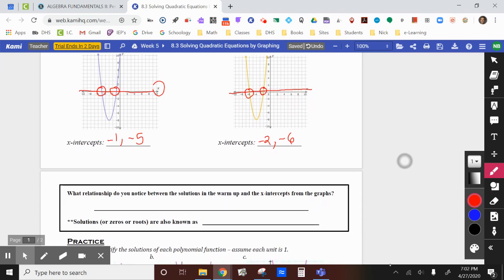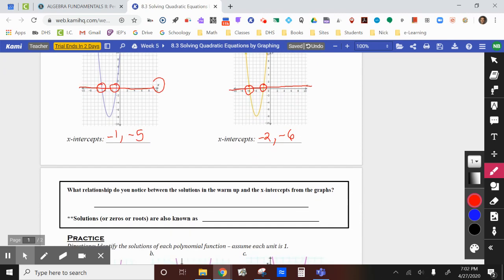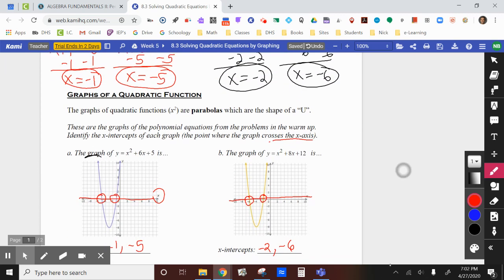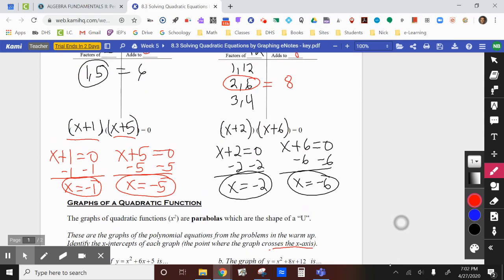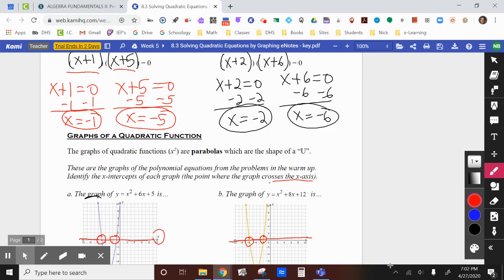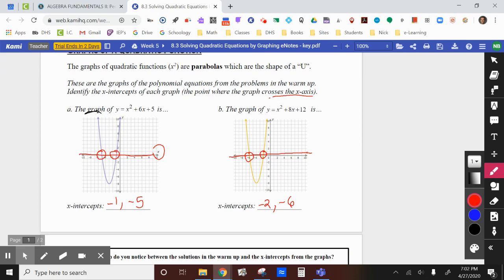Interesting. All right, so I see a box here, which probably means this is important. Now let's look here. What relationship do you notice between the solutions in the warm-up and the x-intercepts of the graphs? Well, let's look back at our solutions to our warm-ups. Oh, look at that. For warm-up number 1, our solutions were x equals -1 and x equals -5. In graph A, our x-intercepts are -1 and -5.